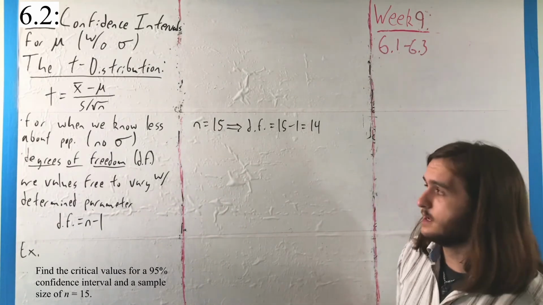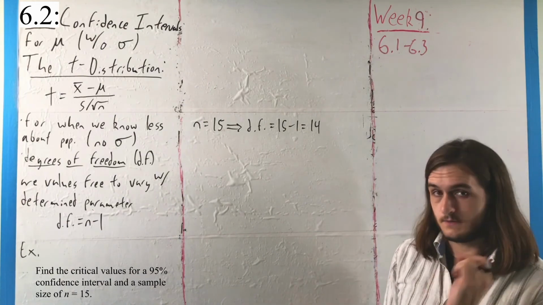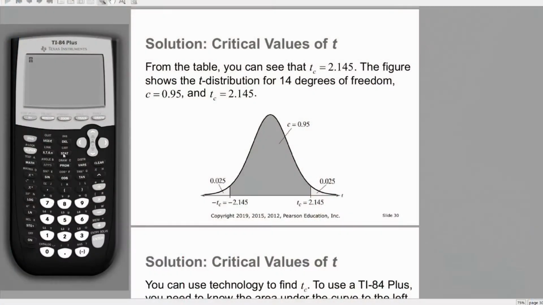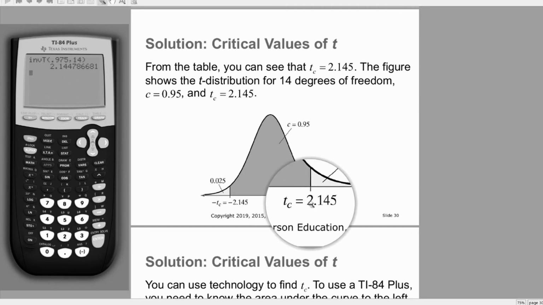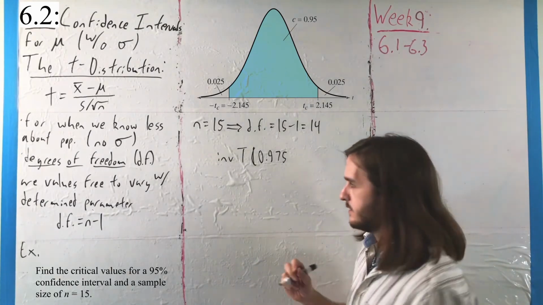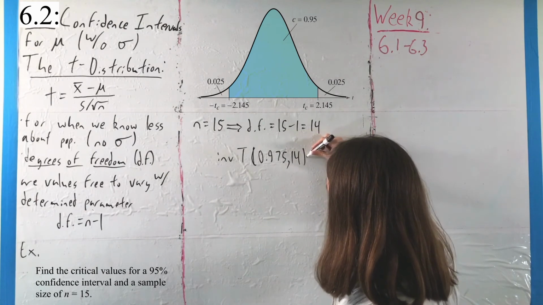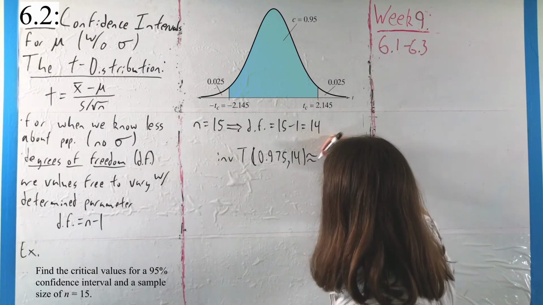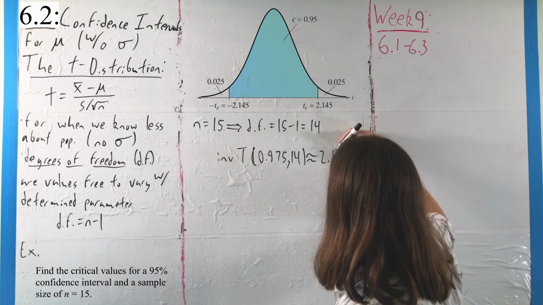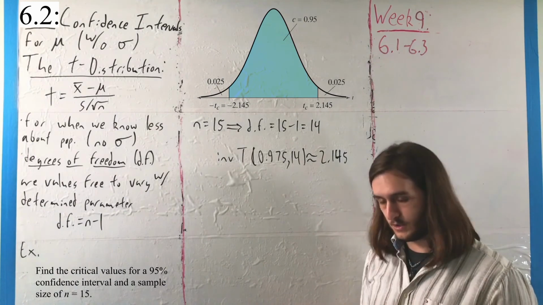So if we want to get that, we can use a function that might be in our calculator, it might not be. We'll talk about that in a second. But if we have it, we can use what's called the inverse t function in the calculator, where we're going to put in 0.975 to reflect the fact that we have 95 in the middle and 2.5 on the left, along with 14 degrees of freedom to get a value of approximately 2.145 for our t-score, for our t critical value.